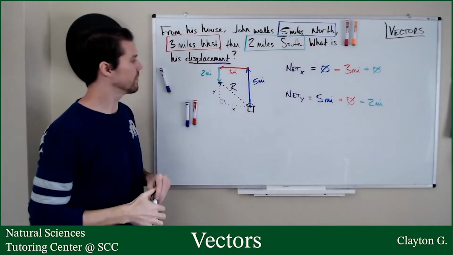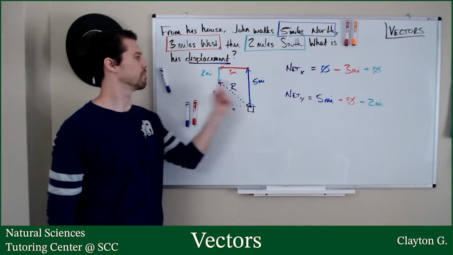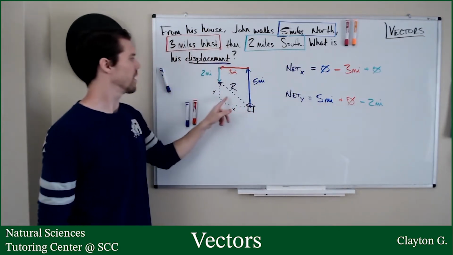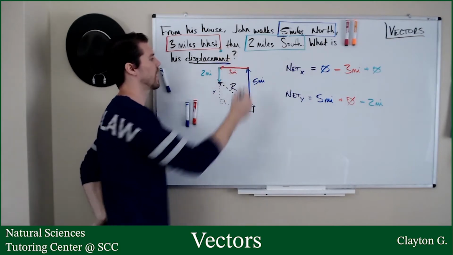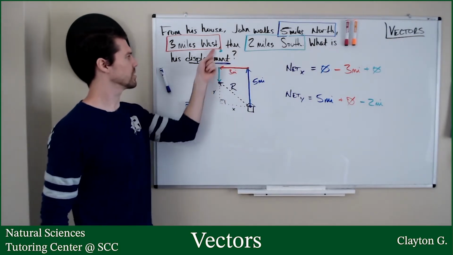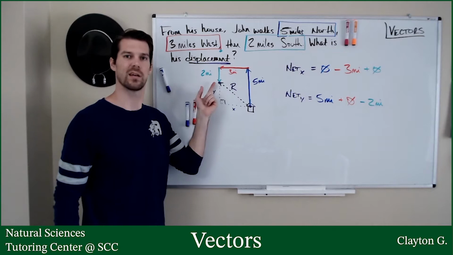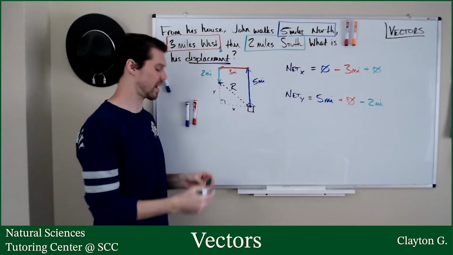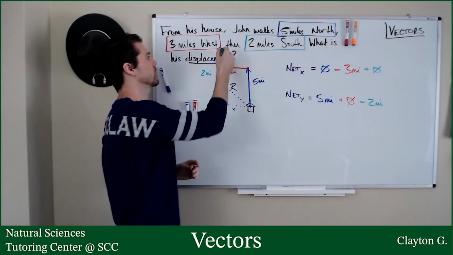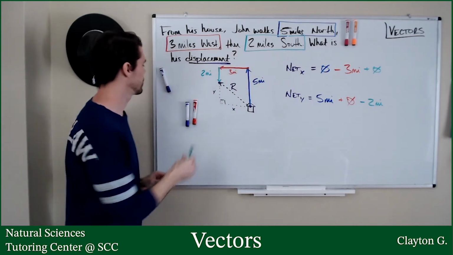So we've got to really be careful here. If I said plus 2 miles, that would put my resultant vector way up here somewhere. And that is in a much different direction and a much different distance than the minus 2 miles here, okay? These directions really matter, so make sure you're paying close attention to what we're doing there.